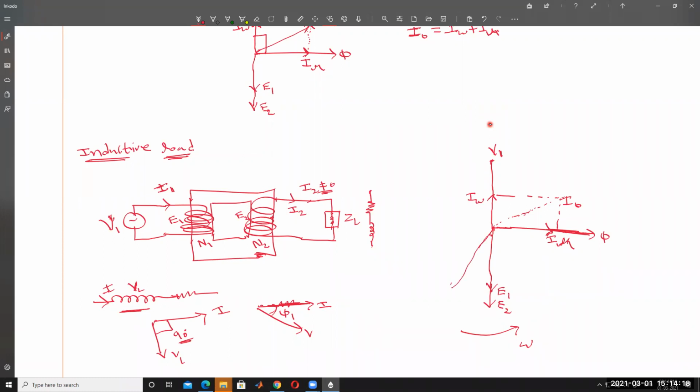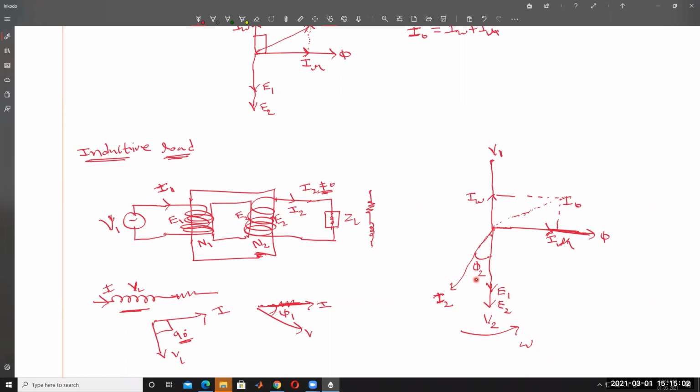This is the current I2. This current I2 lags E2, and E1 and E2 are both connected in the same transformer core. So the voltage leads and the current lags. When you go in this direction, the voltage leads. This is also called the secondary voltage V2, all the secondary side voltage V2. So voltage leads and current lags. That's why this is the current.